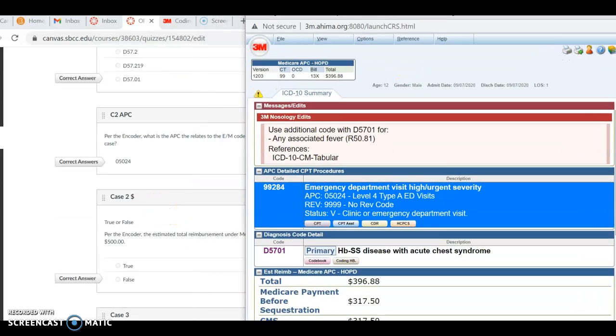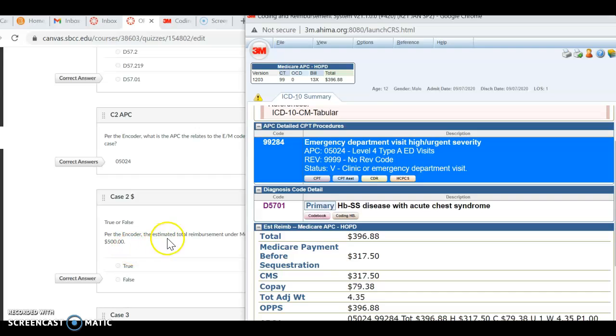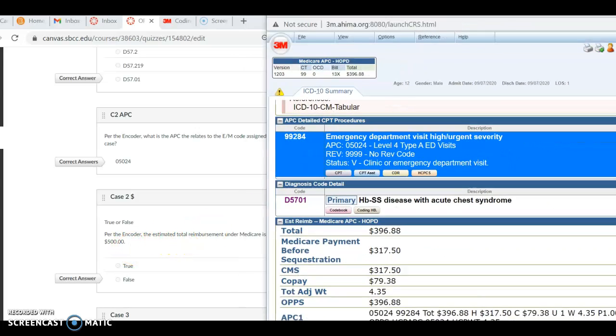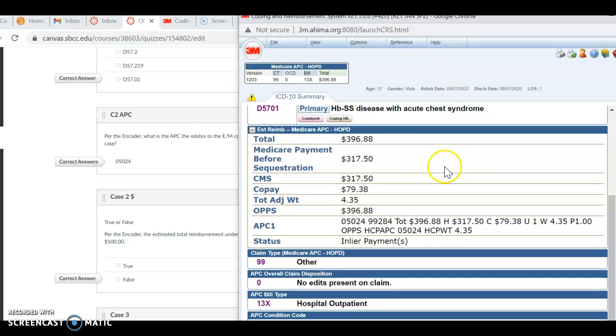Okay, so let's go ahead and look at this. Per the encoder, the estimated total reimbursement under Medicare is over $500. Okay, so no, it's not. It's $396. So this is false.